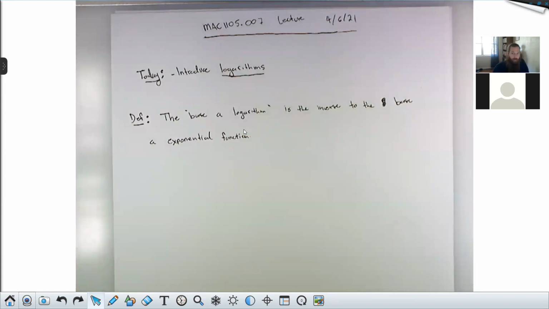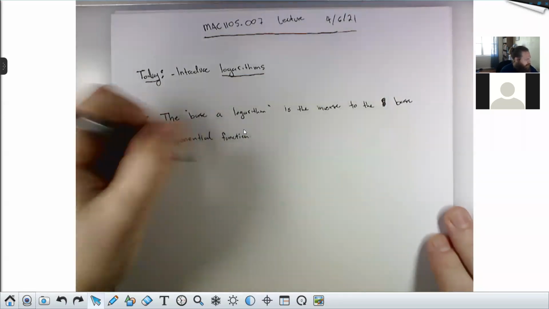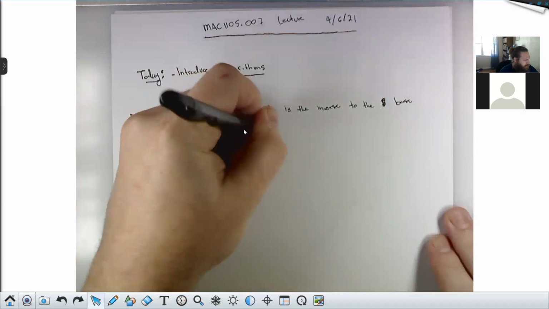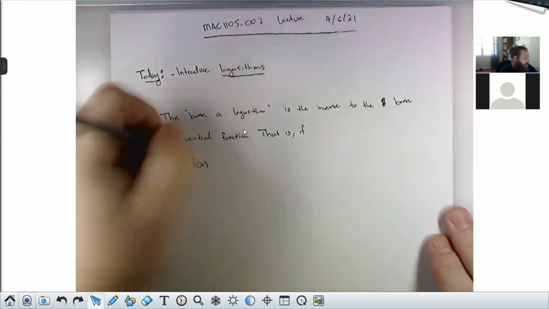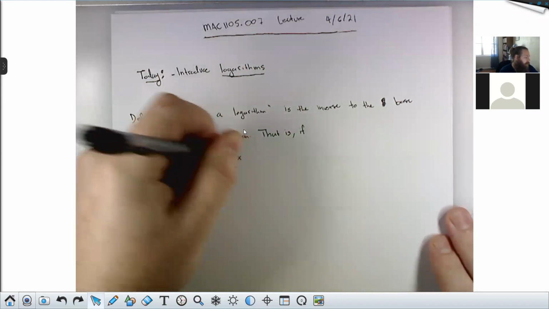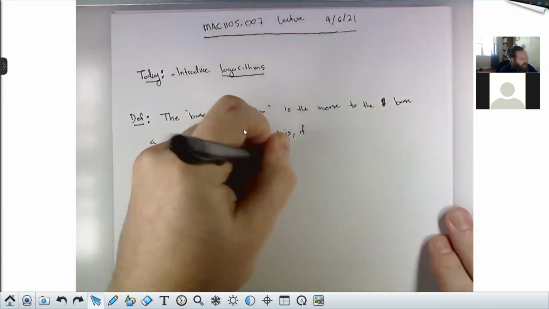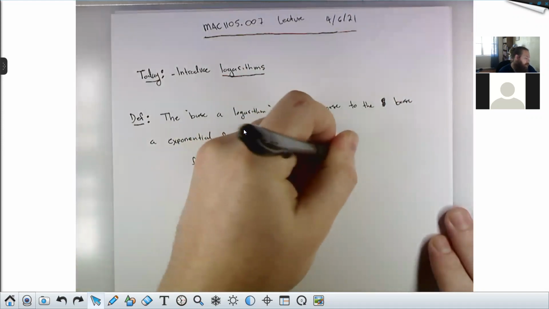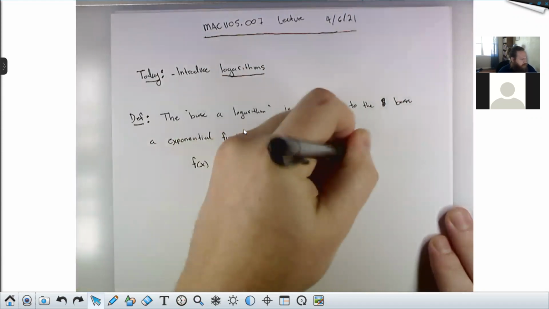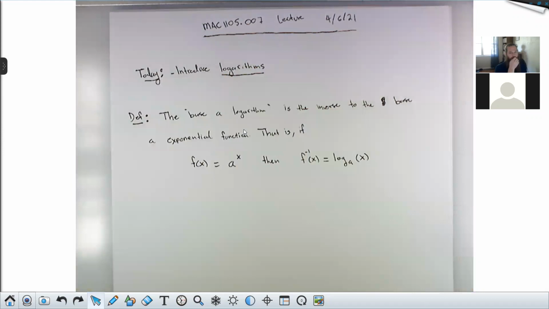I'm going to give you several other equivalent definitions. This one is good conceptually, and it does do the job, but it doesn't really tell you how the algebra works. But this is the most common one. That is, if f of x is just a to the x, then f inverse of x is this new thing called log subscript a of x. This is the logarithm. All right, and this is the definition.